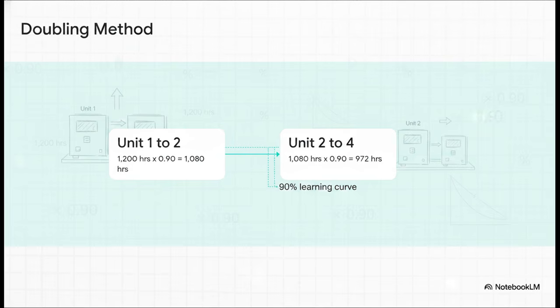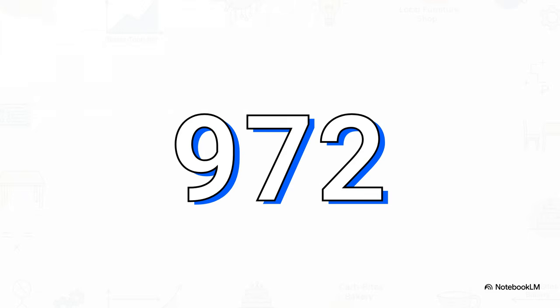Now step 2. To get to the fourth unit, production doubles again, right, from 2 to 4. So we take the time for Unit 2, that's 1,080 hours, and we multiply it by 0.90 once more. And that leaves us with exactly 972 hours. That is the time required to complete that fourth unit. Just by multiplying by our 90% rate every single time the unit number doubled, we successfully forecasted our future labor requirements.